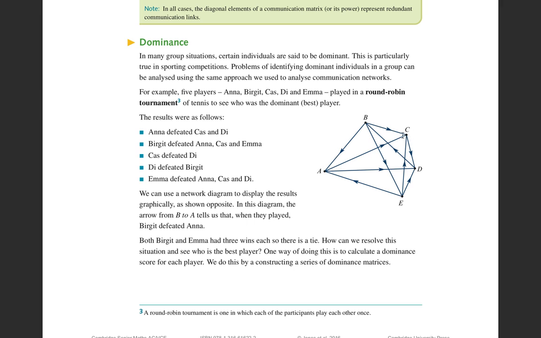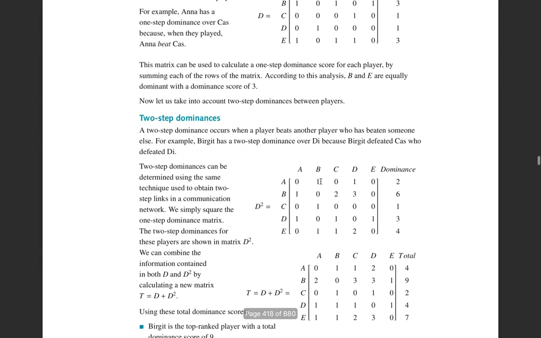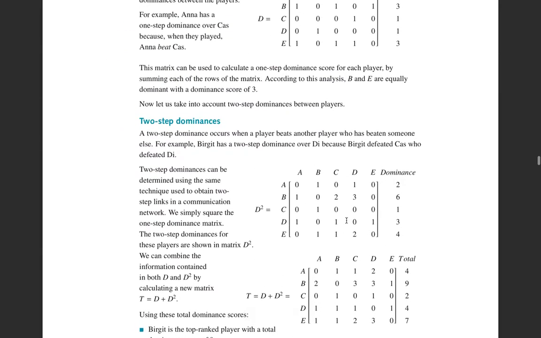We can see this first edge from B to C. That means that B has a one-step dominance over C, but it also has a two-step dominance over C through A. It also has a two-step dominance over C through E. So B, E, then C. If we have a look at the two-step dominance matrix, B has two-step dominances over C.